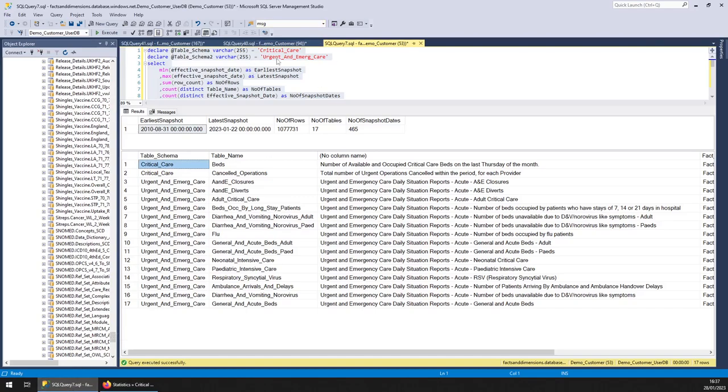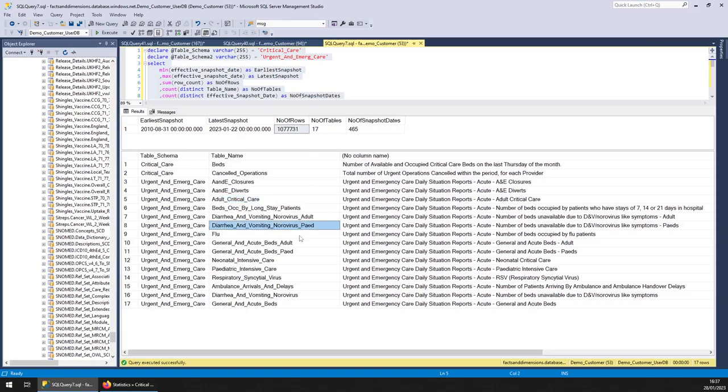So, with the two schemas, we've got data going back to 2010, so well over a decade of data, over a million rows of data across 17 tables. A couple of them are in the critical care schema, and then the rest are in urgent and emergency care. I'll show you these two because they have different types of metrics in them. The rest is mainly a single metric, which you can see from the table name. If you just pause the video and have a read, you can see what that is.